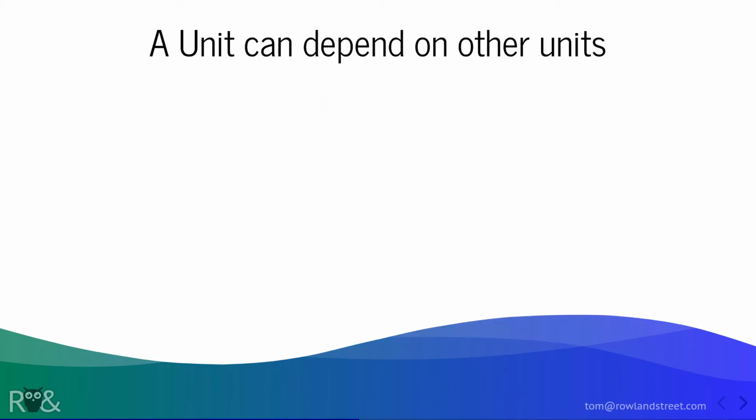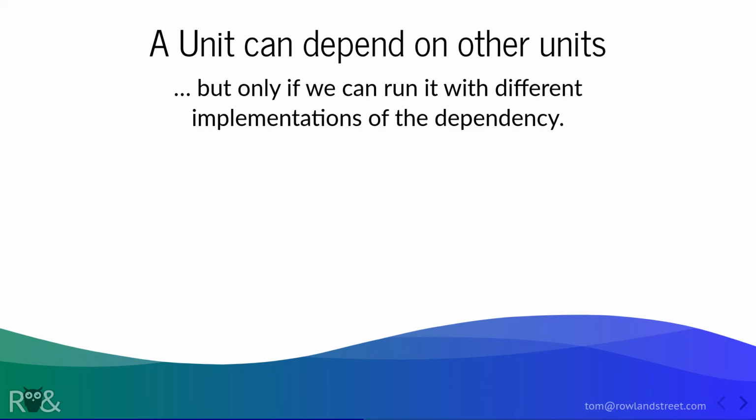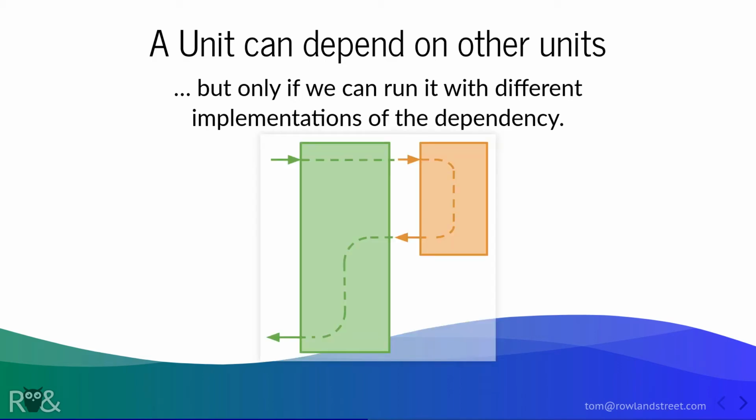Okay, so we've said a unit can depend on other units, but there's one really important caveat. For it to be a true dependency, I must be able to create an instance of that unit with something that looks like the dependency but isn't it. And when I say looks like, I mean it has the same public interface. So here we've got a big green unit of code that depends on the orange unit of code. Now, that is only a true dependency if I can create an instance of the green unit with something that has the same public interface as the orange one. Maybe it's string to string, takes a string, returns a string, but is different. So I can swap it out with different units.